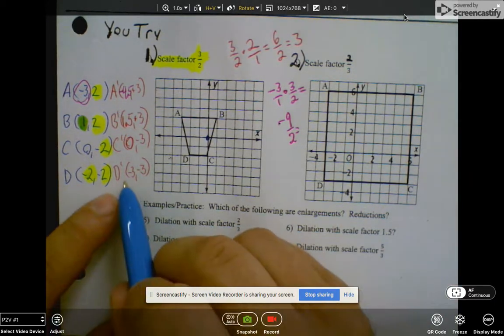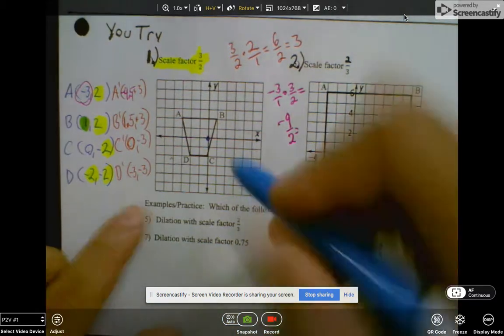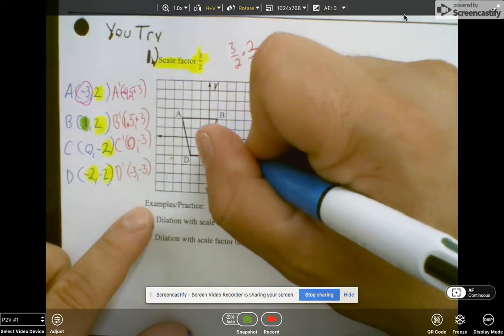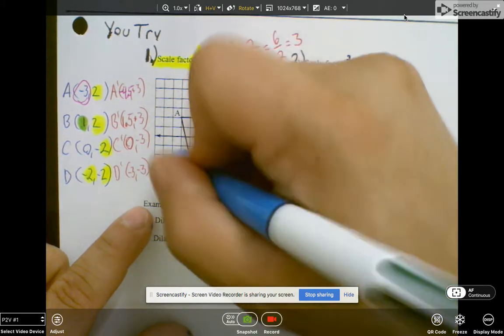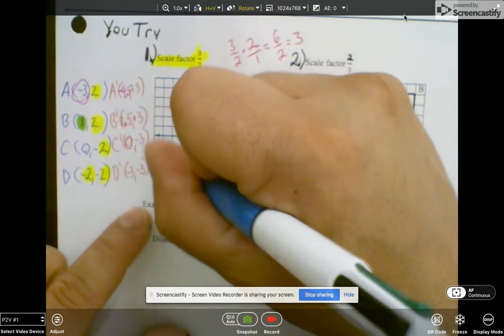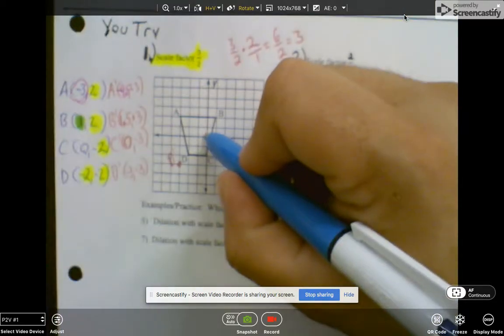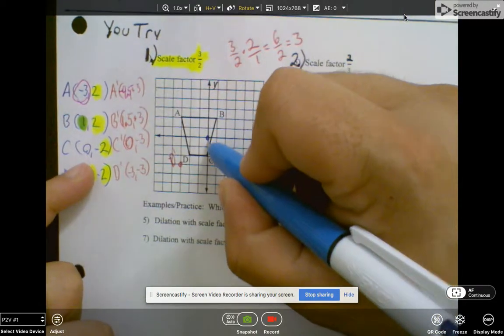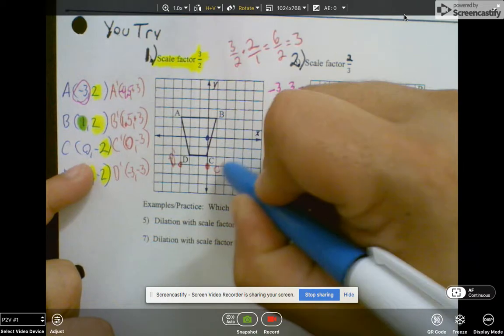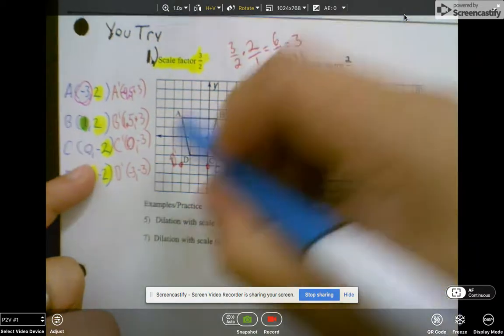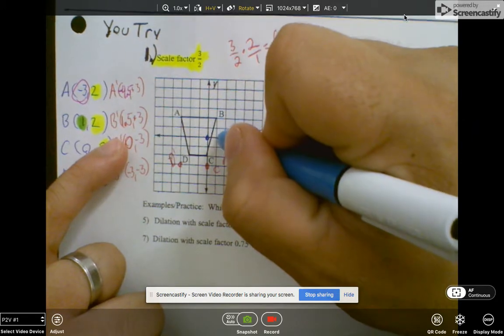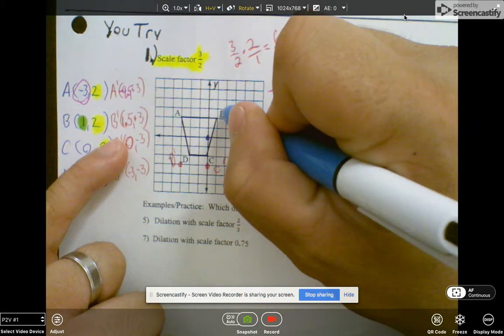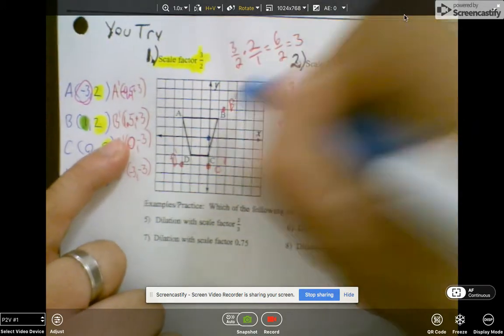So I will start here with D prime. So I'll go -3 and down 1, 2, 3. I'll label that D prime. Then I have 0 left to right and down 3, 1, 2, 3, C prime. Now we got some fractions to deal with, so I'm going to go 1.5 and then up 3, B prime.